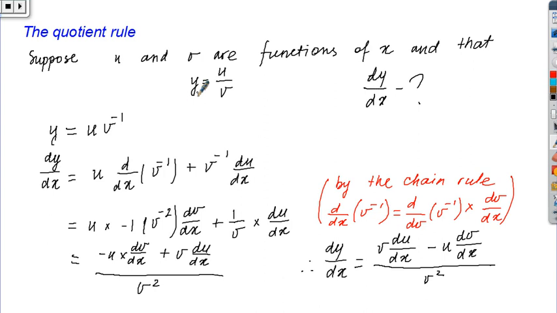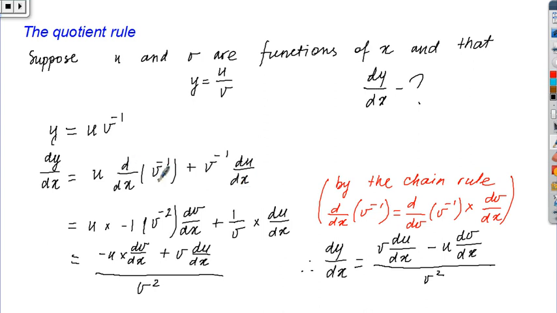So we can write our original function u over v as u times v to the power of minus 1, and now apply the product rule. We get dy by dx will be u times the derivative of the second function, which is v to the power of minus 1, so differentiating v to the power of minus 1 by dx, plus the second function v to the power of minus 1 multiplied by the derivative of the first function u, du by dx.